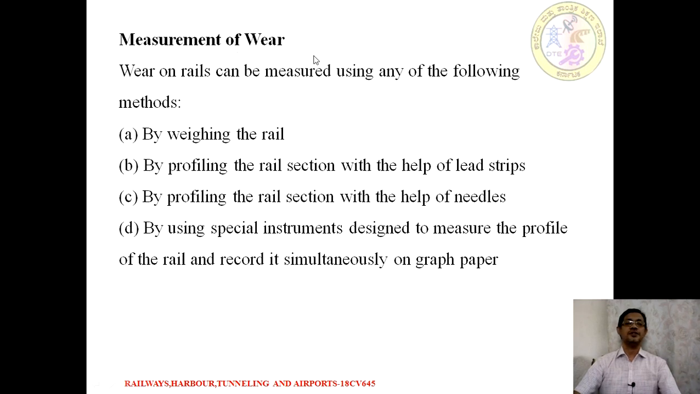Then how do we measure the wear? The wear is measured by the following methods. First is the weighing method, just by weighing the rail section. The decrease in weight is noted and expressed as the wear. Or by profiling the rail section with the help of a lead strip or a needle, or by using special instruments designed to take a profile of the rail section, which record simultaneously on graph paper to show the nature of the wear. So these are used for the measurement of wear of a rail section.